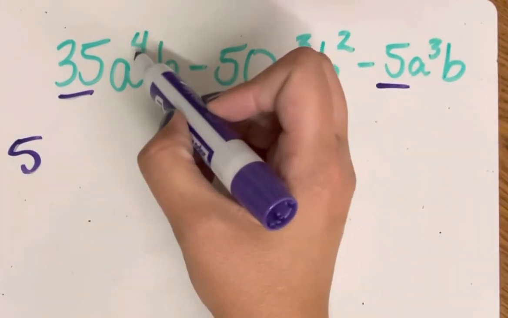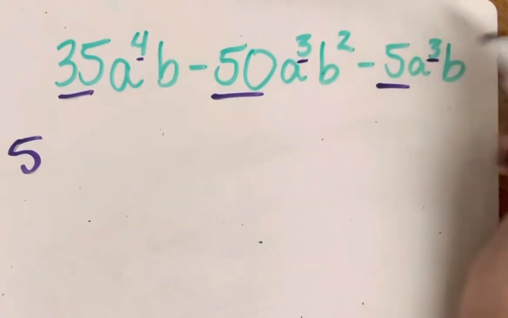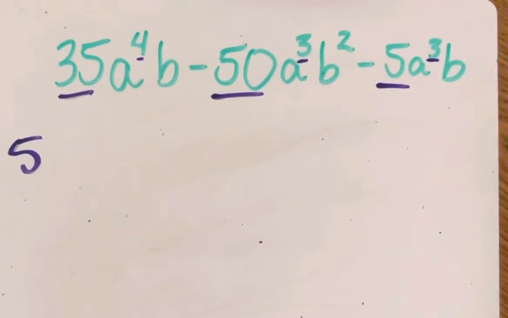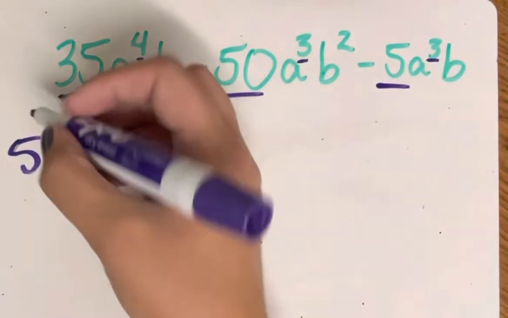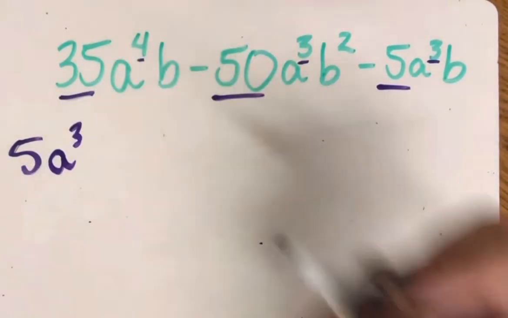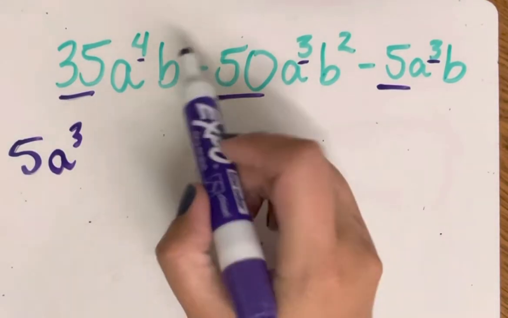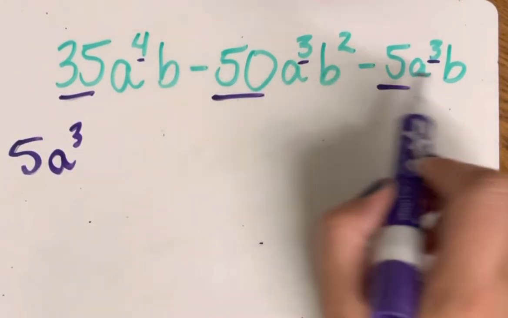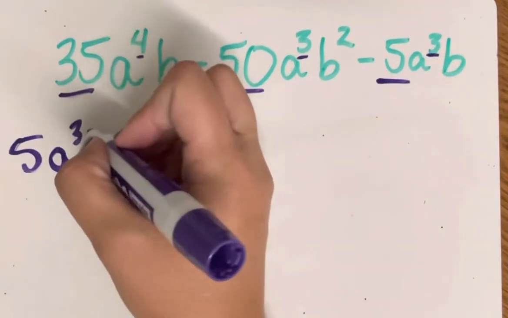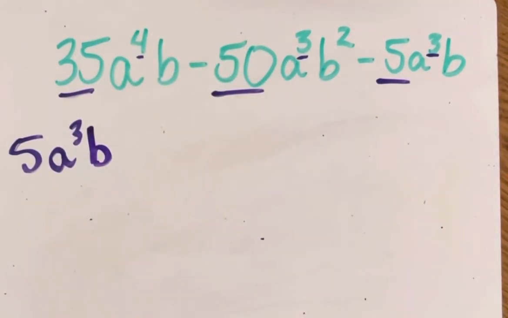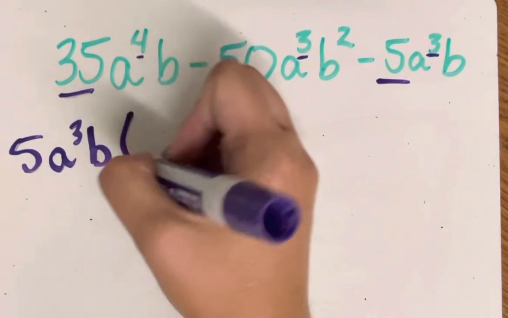For a's, again, I'm looking at the exponents. The smallest exponent of any of these a's is 3, so that means I'll have a to the 3rd here. The smallest exponent for b is b to the 1st. Both of these terms have b to the 1st. So b, just b to the 1st, that means my greatest common factor is 5a cubed b. So now let's see what remains.